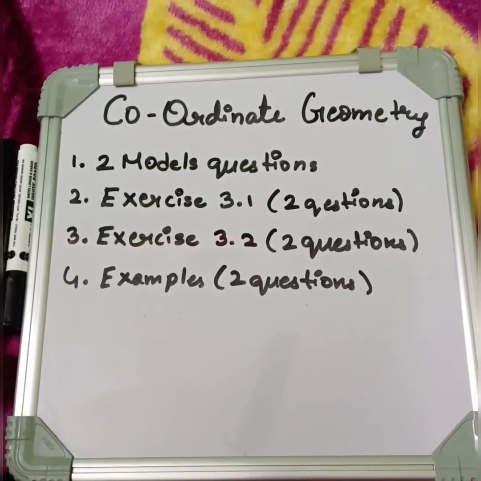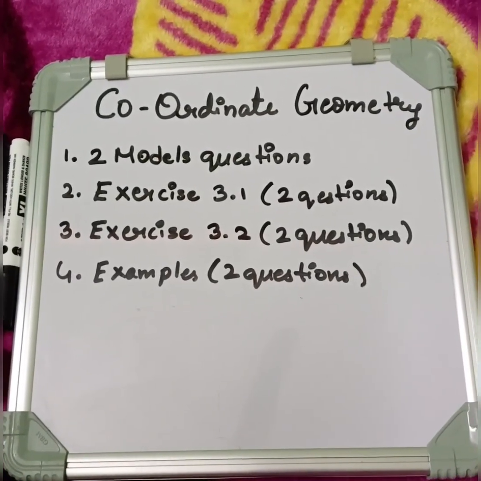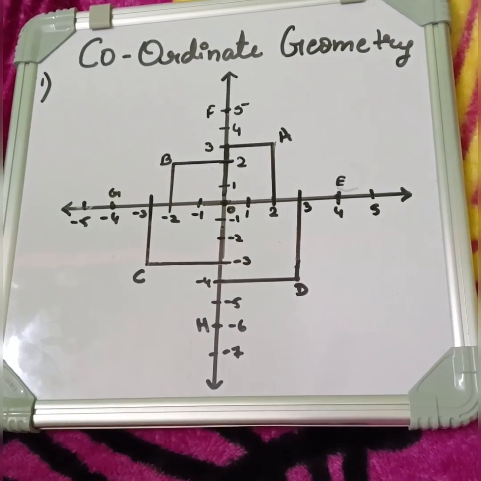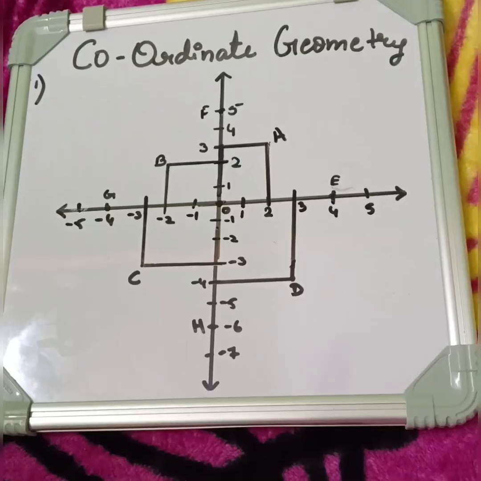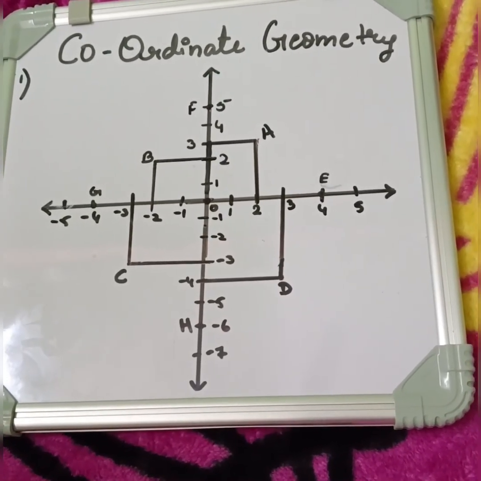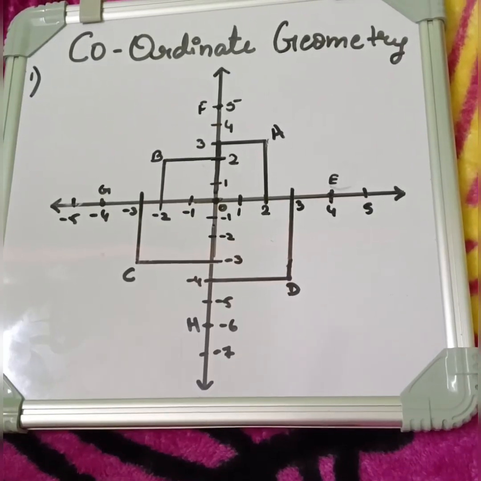First, let's discuss the model questions that can be asked from this chapter. The first model is that they would give a coordinate plane and label a few points that you have to identify and name. Let's discuss one example based on this first model.